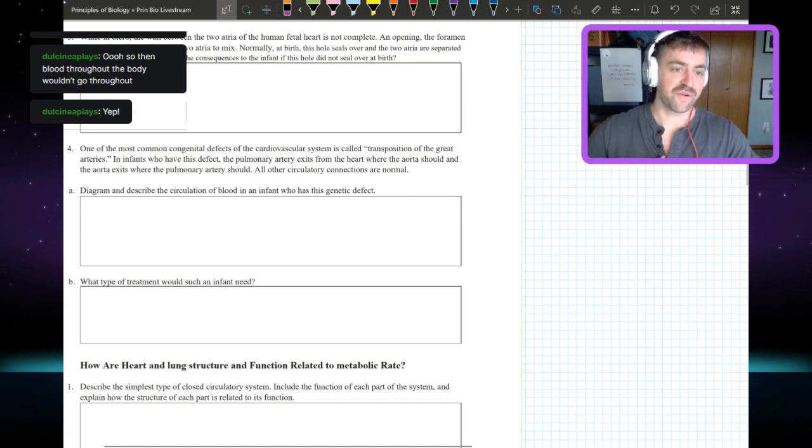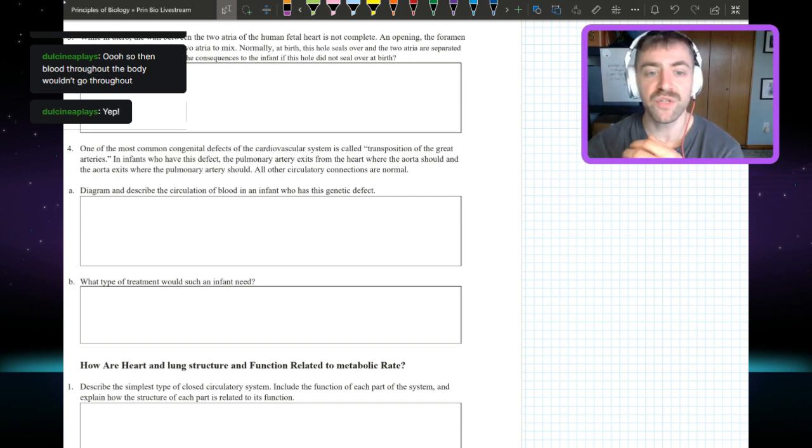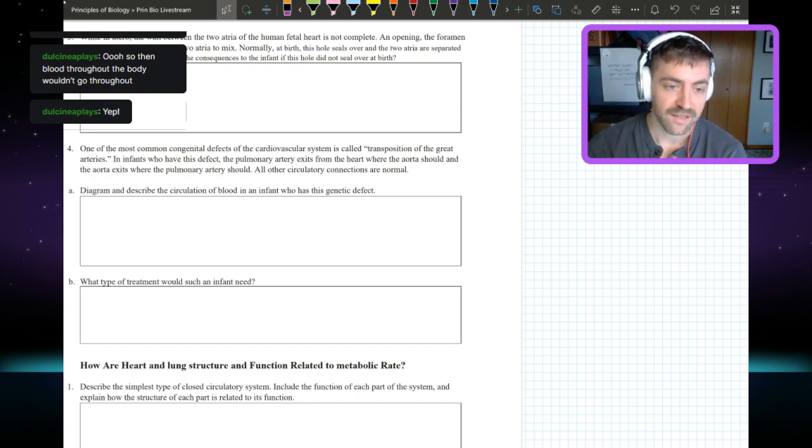All right, question 3. While in utero, the wall between the two atria of the human fetal heart is not complete. An opening, the foramen ovale, allows blood from the two atria to mix. Normally at birth, this hole seals over and the two atria are separated from each other. What would be the consequences to the infant if this hole did not seal over at birth?